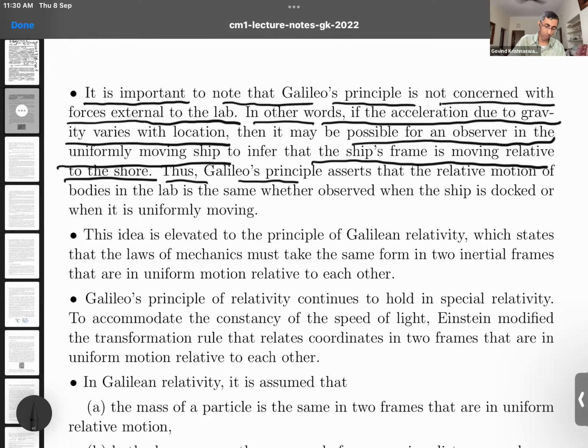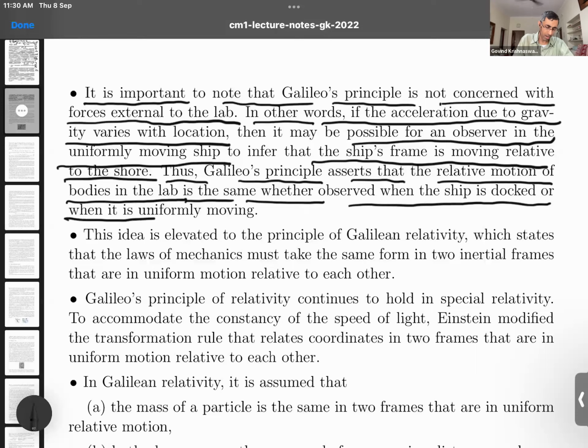Thus, Galileo's principle asserts something about the relative motion of bodies in the lab, not the absolute motion of a body in the lab compared to things outside. We are not concerned with such matters. The relative motion of bodies in the lab is the same whether observed when the ship is docked to the shore or when it is uniformly moving.